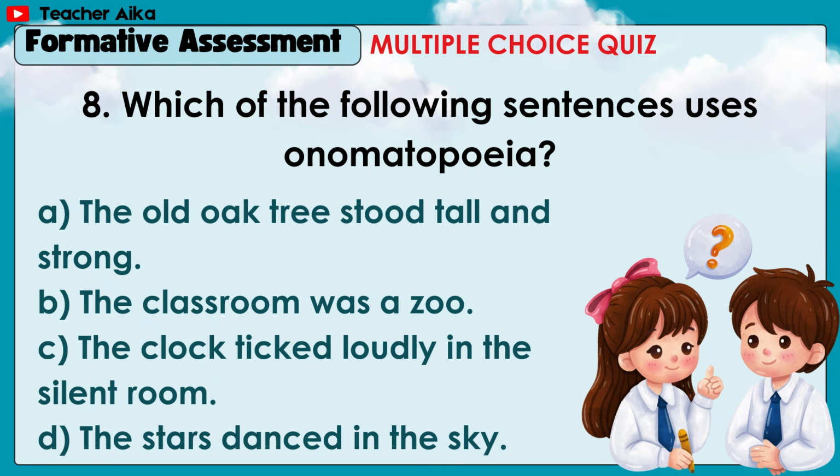Number 8. Which of the following sentences uses onomatopoeia? A. The old oak tree stood tall and strong. B. The classroom was a zoo. C. The clock ticked loudly in the silent room. Or D. The stars danced in the sky. Answer: C. The clock ticked loudly in the silent room.